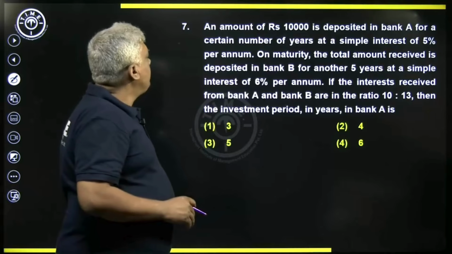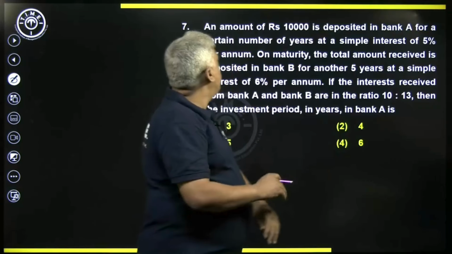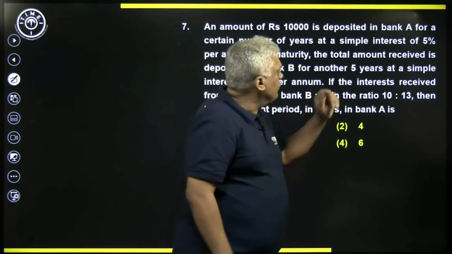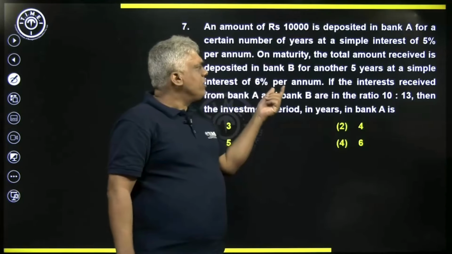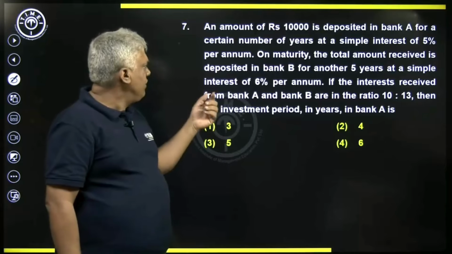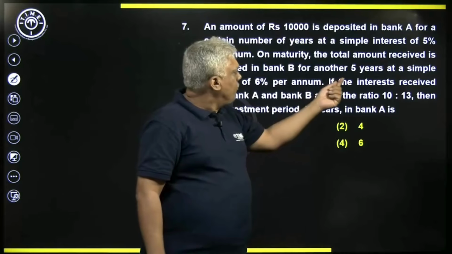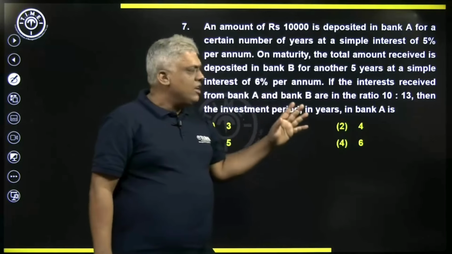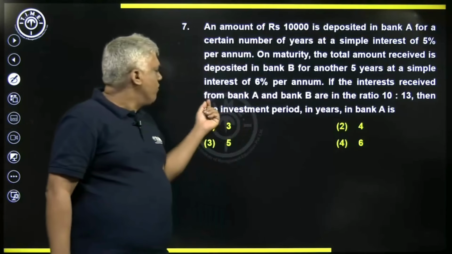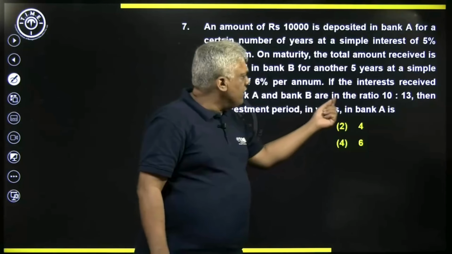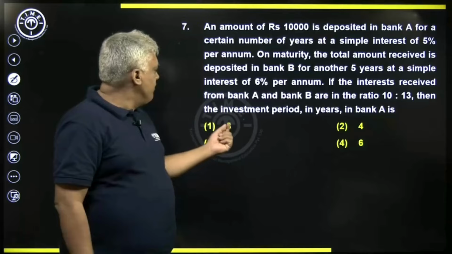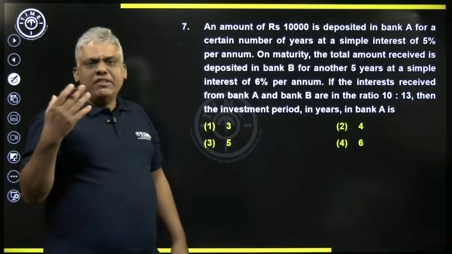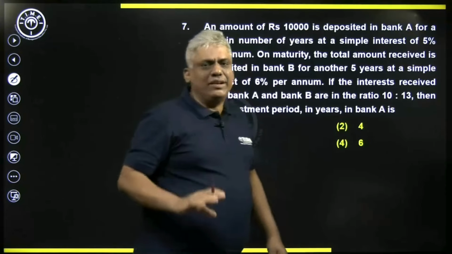An amount of rupees 10,000 is deposited in a bank A for a certain number of years at simple interest of 5% per annum. On maturity, the total amount received is deposited in bank B for another 5 years at simple interest of 6% per annum. If the interest received from bank A and bank B are in the ratio of 10:13, then the investment period in years in bank A is, let's say the investment period in bank A was n years, right? Let's say n years.